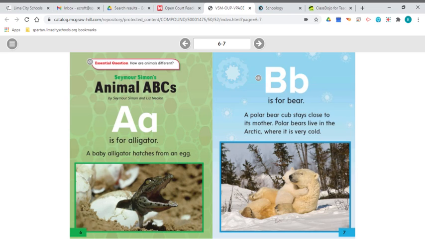All right, so as I'm reading this page, I do have a question, and so I'm going to ask a question here. Where is the Arctic? I can look up where the Arctic is in the dictionary, and when I do, I see that it's the area around the North Pole or at the top of the globe. And now I know where polar bears live.